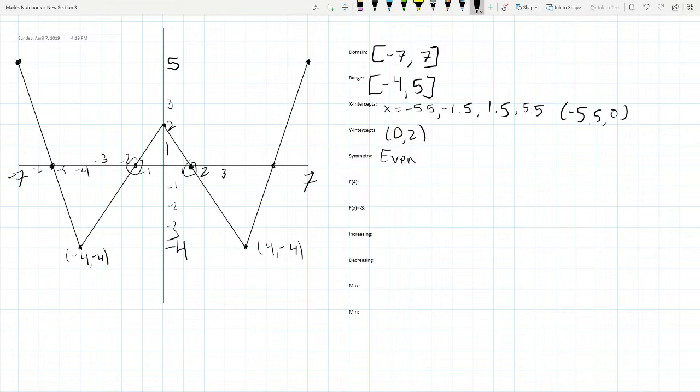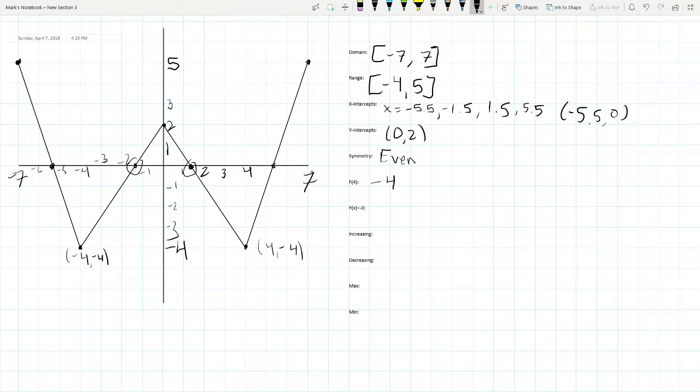Okay, so now we're going to go ahead and find f of 4. That's just asking, what is the y value when x is equal to 4? So here's x equals 4, and the y value on our function, we already figured out this is (4, -4), so the y value would be -4.